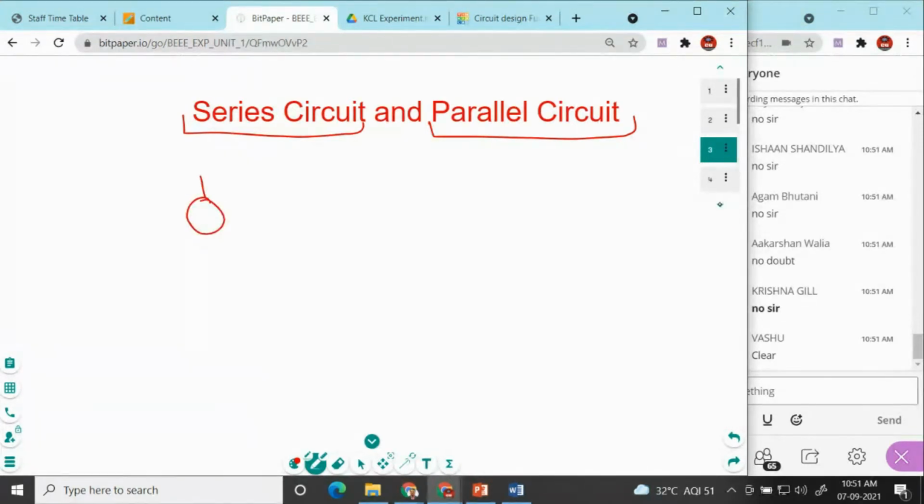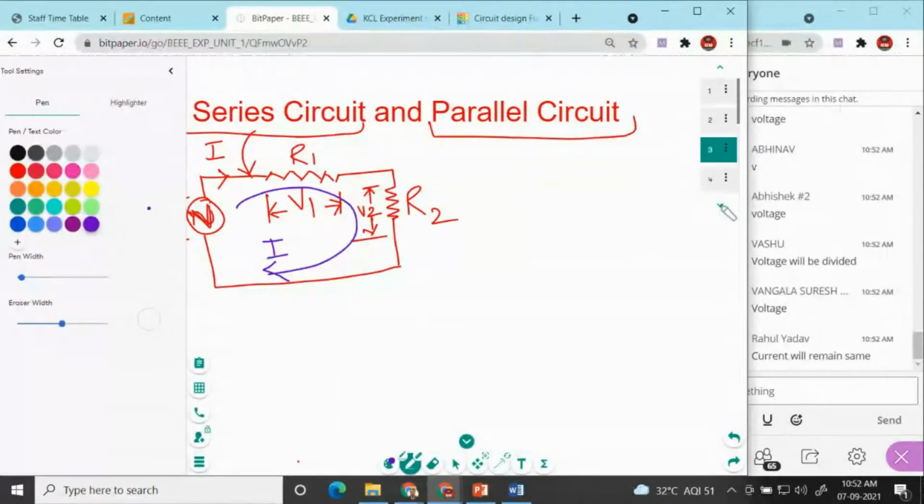Let's suppose that we are providing some AC supply and here we are using some resistances in series and we will complete this circuit. Let's suppose that this is resistance R1, this is resistance R2. So current remains same and voltage is going to be divided. So if you want to apply Kirchhoff's current law, which type of circuit do you want? Series or parallel?